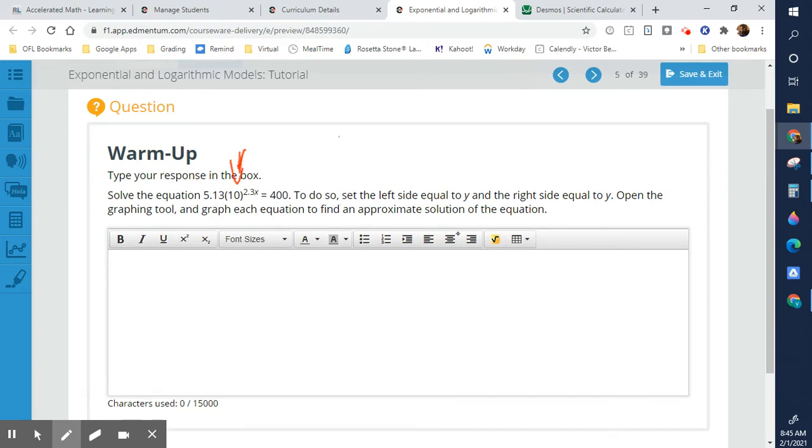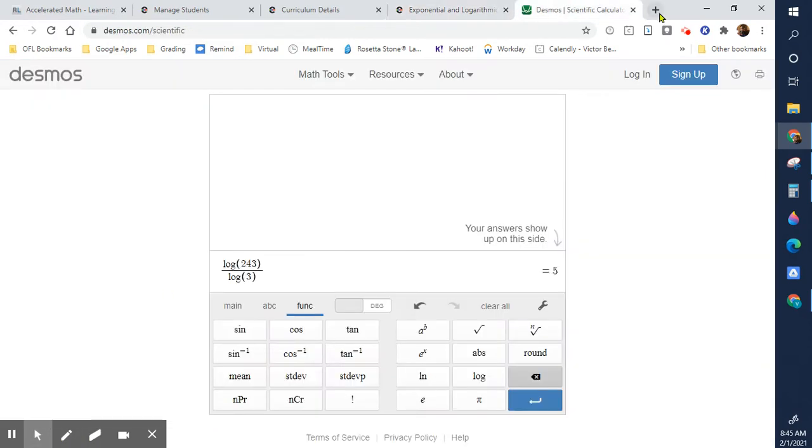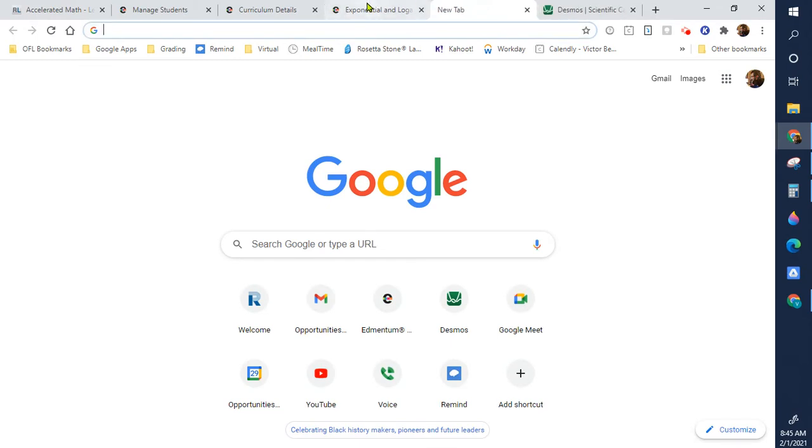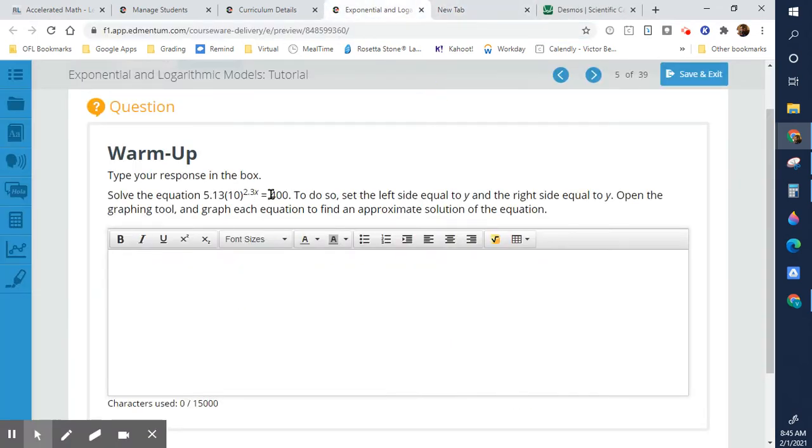So solve this by graphing. To do so, use the left side and the right side. So they want us to do this. So I'll show you how to do this. You can use the graphing tool. I prefer to use Desmos. So they're going to show us how to solve this by graphing. So they want us to do this.